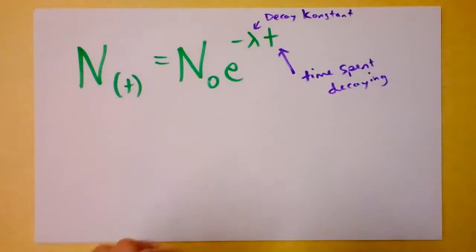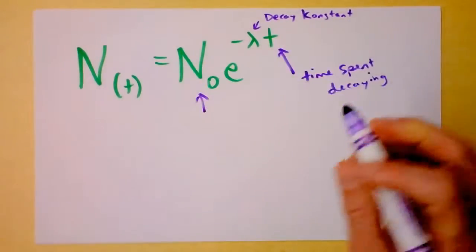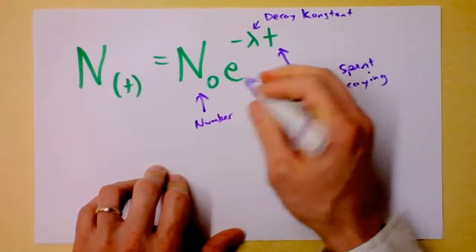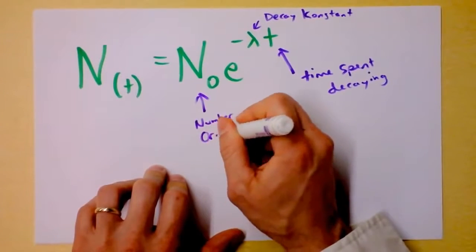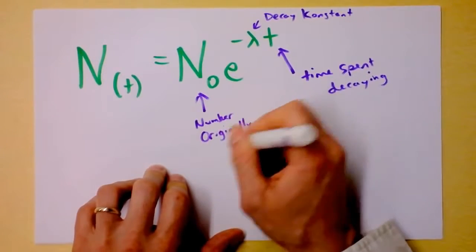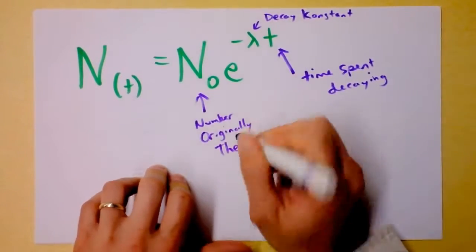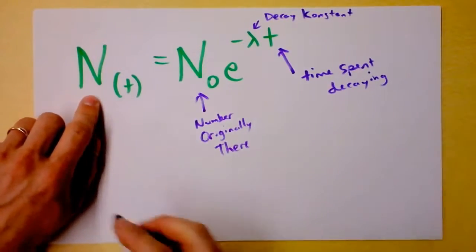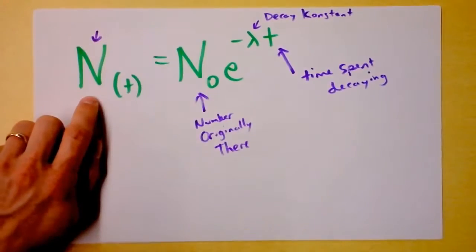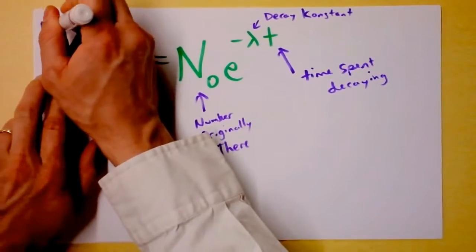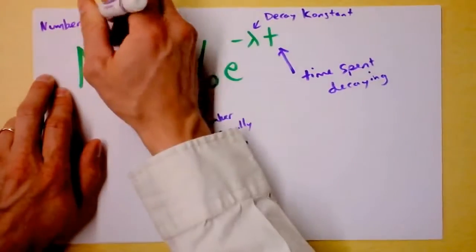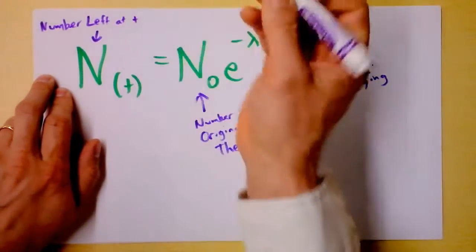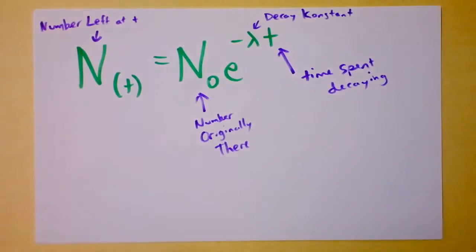This is the number of particles or rabbits that you started with. The number originally there. Okay, that was phrased kind of awkwardly. And this guy right here has to be the number later on. This is the number at time t. Let me just say the number left at time t.